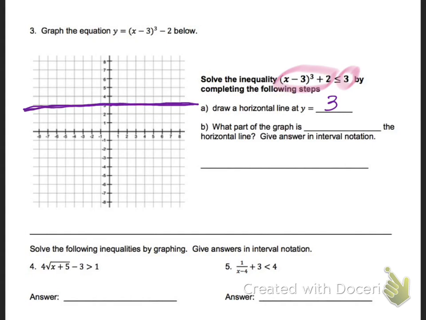From there, I'm going to graph the parabola. The transformations, I'm going to start at 0, 0. It's going to go right 3, down 2. So I'm going to go right 3, down 2. That's not a parabola. I'm very sorry. It is a cubic function. So right 3, down 2.